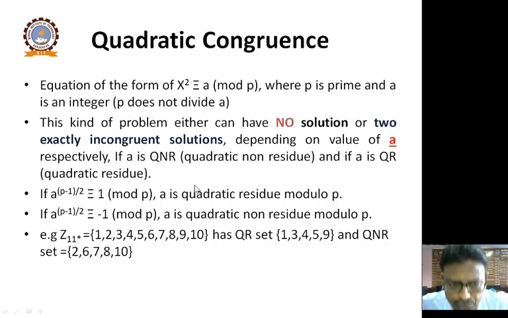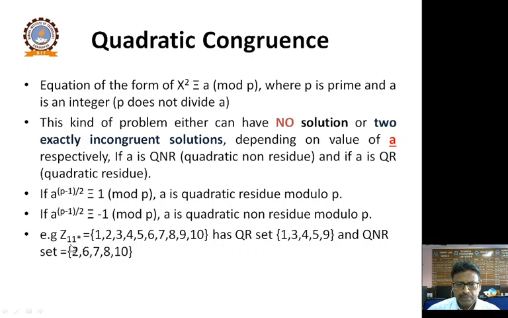Then what is a quadratic residue? Let us discuss. If a to the power (p minus 1) divided by 2 is equal to 1 mod p, then a is a quadratic residue modulo p. Otherwise, if a to the power (p minus 1) divided by 2 is minus 1, it means a is a quadratic non-residue. So first of all, while solving this equation, it is necessary to check whether a is a quadratic residue mod p or not. How to get it? You have to find a to the power (p minus 1) divided by 2. If it is 1, then it is a quadratic residue, and if it is minus 1, then it is a quadratic non-residue.